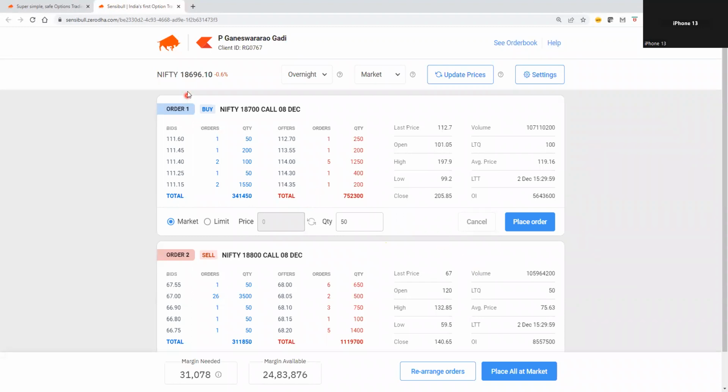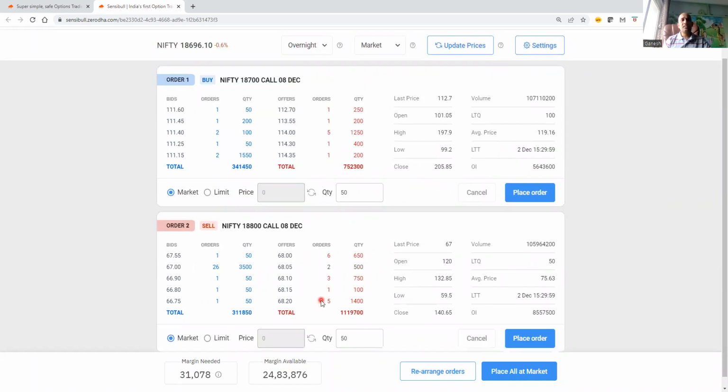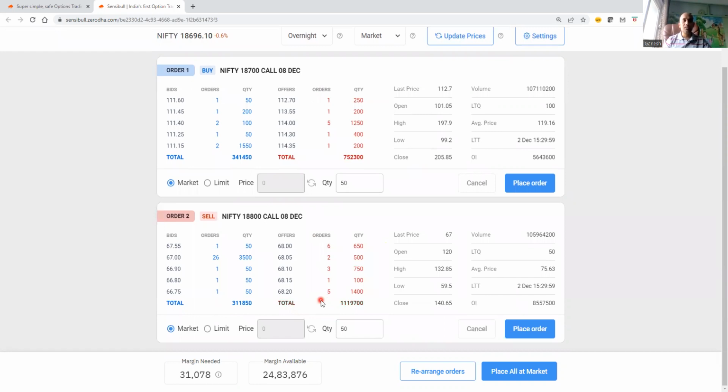So what is it giving me? The spot is around 18,700. Beginners, or people who do not have much knowledge about options, think, yeah, let's buy a call option. That's how they think. But what it is telling is to buy an option and sell an option. It's like a bull call. It is suggesting a bull call.